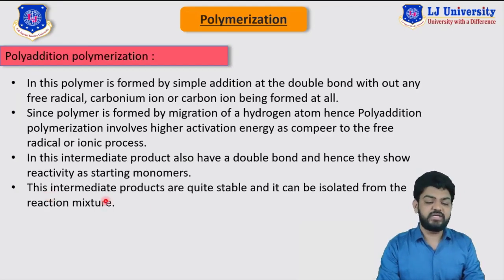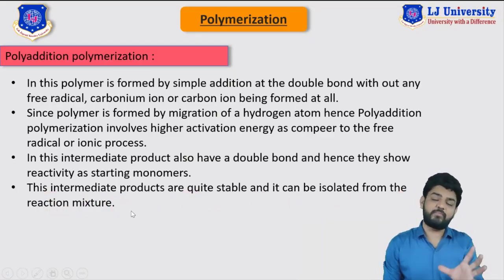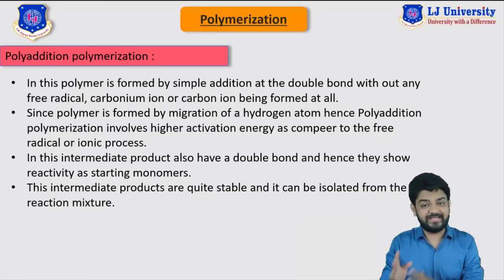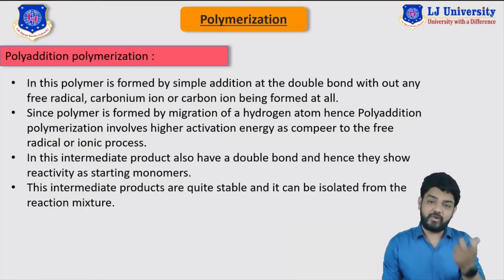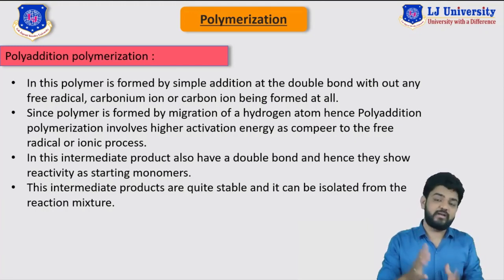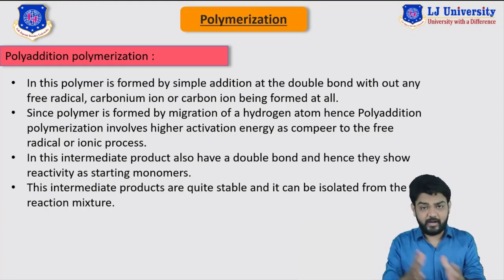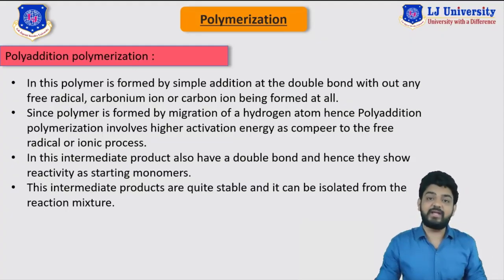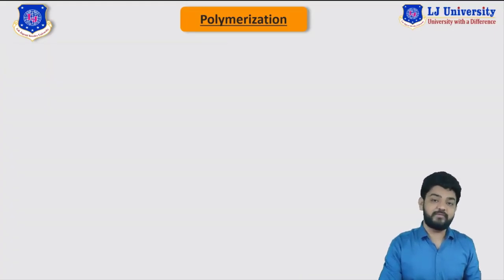Now, these intermediate products are quite stable and can be isolated from the reaction mixture. As I have already told you, this intermediate product can also be separated out very easily, because they are made up of double bonds, and these double bonds are quite satisfied and stable, right? So we can easily separate this kind of intermediate from the entire reaction mixture.